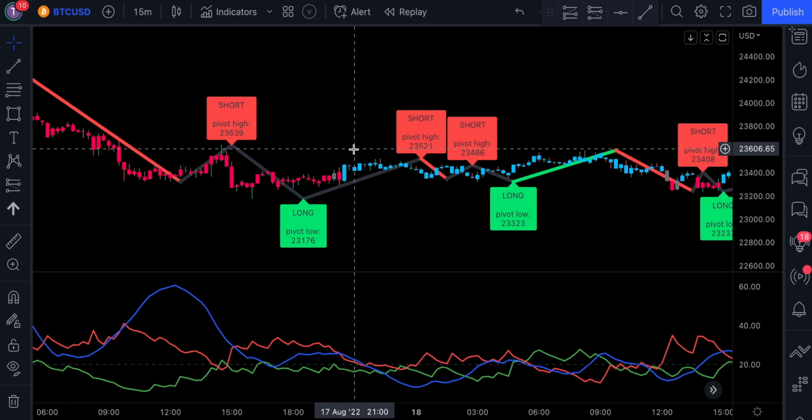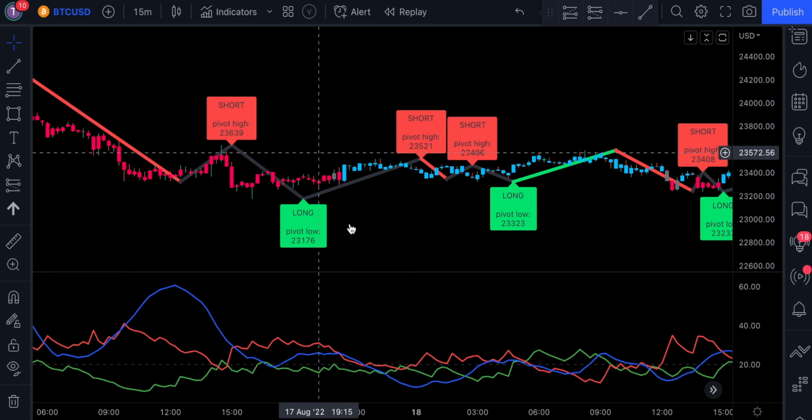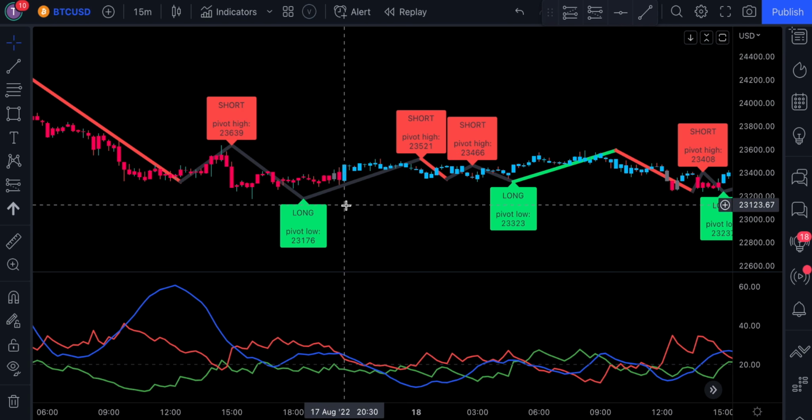Okay, now you have a basic idea on how these indicators work. Now let's move on to the trading rules so that we know exactly when to enter the trade, where to place our stop losses and our take profit targets.